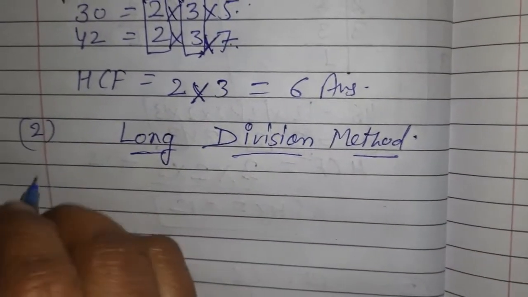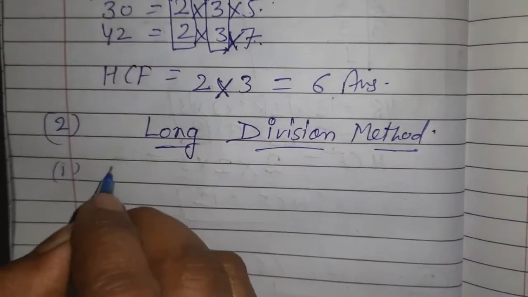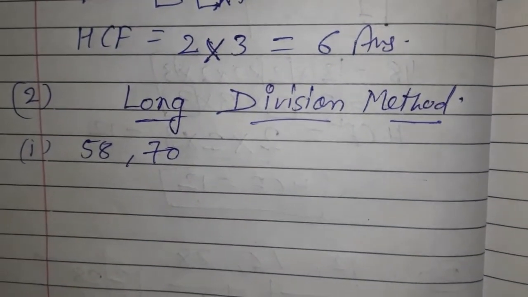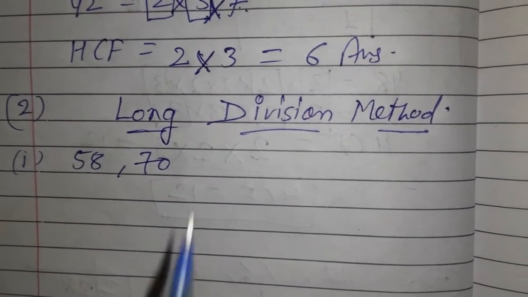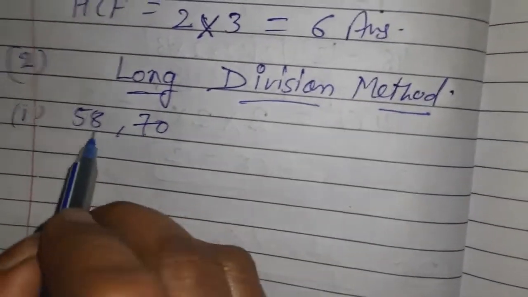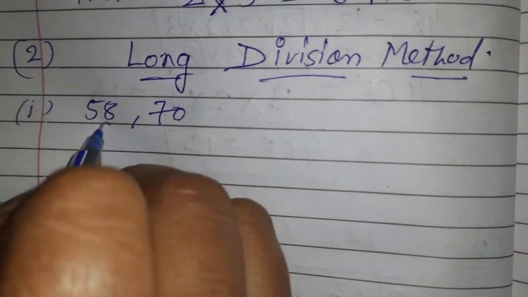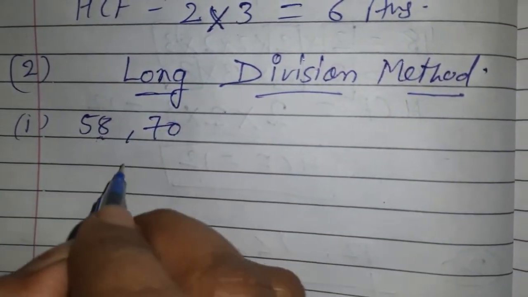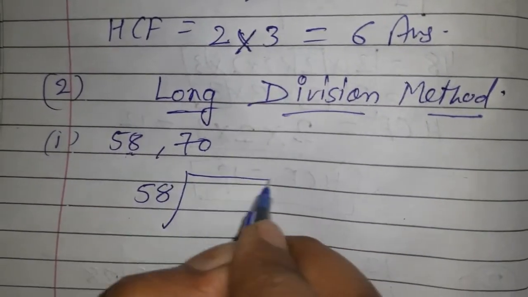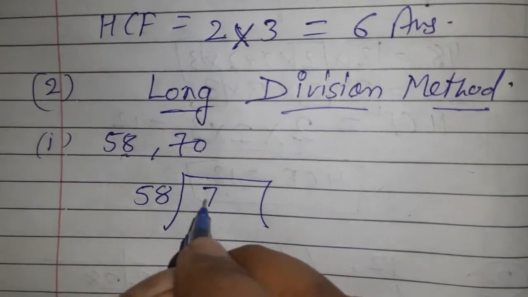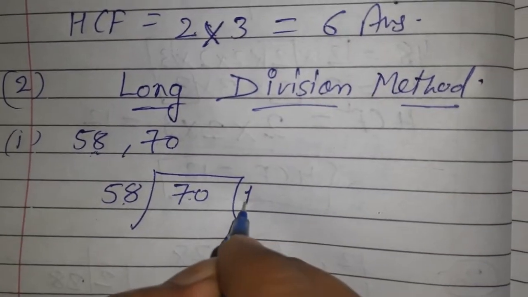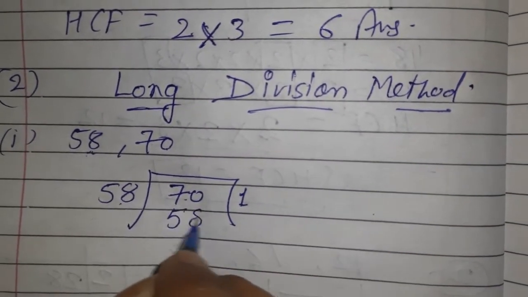Okay, suppose I am taking the numbers 58 and 70. Find the HCF of 58 and 70. So what you do, see which number is smaller. Two numbers are here, one is greater, one is smaller. So the smaller number you make the divisor, means take 58 as the divisor, and make 70 the dividend, means divide this 70 by 58. So 58 ones are 58, subtract it.